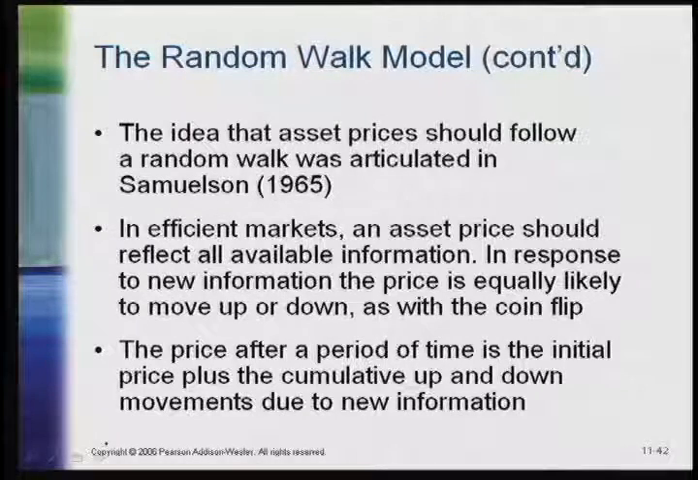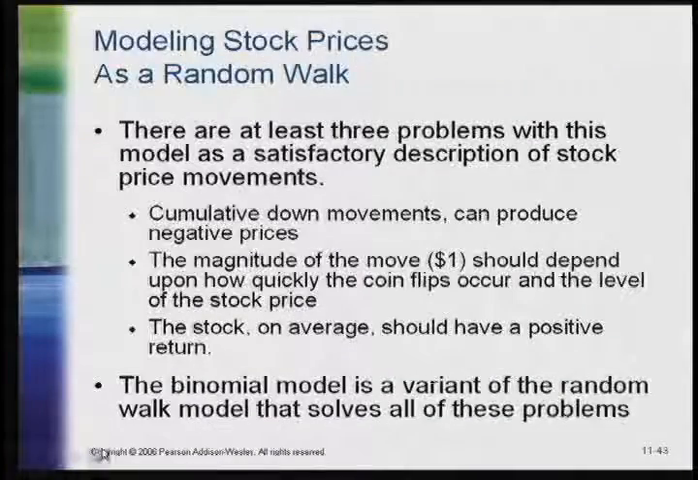So with that idea, one might imagine it's equally likely that the stock price might go up or go down, simply because it's equally likely that the new information in the market, what affects the stock price, could be positive or negative. Also, mathematically, the price after a period of time is the initial price plus the up or down movements. So the model mathematically makes some sense.